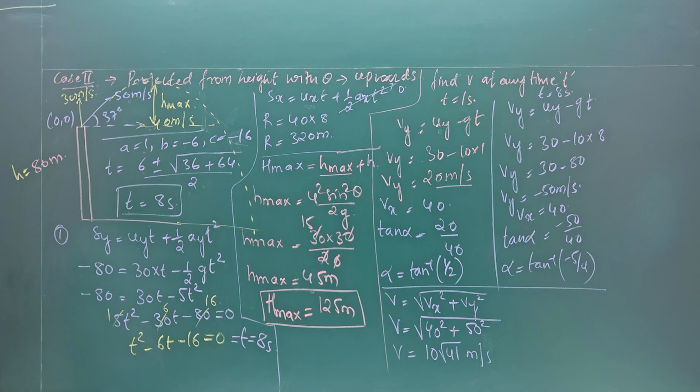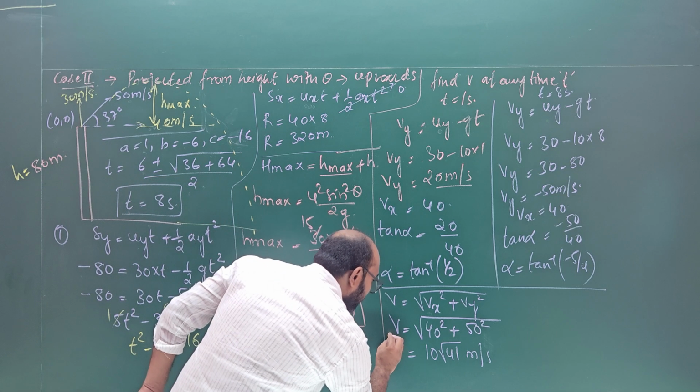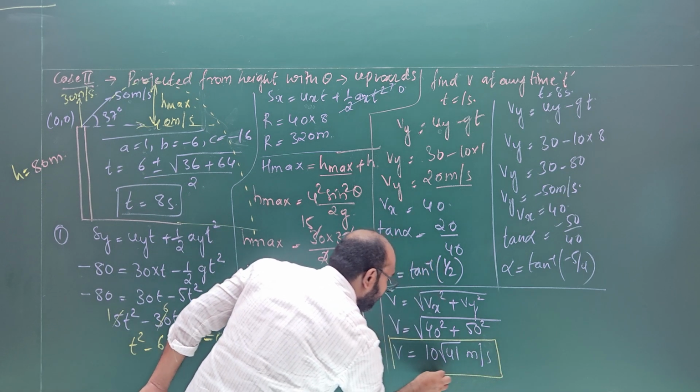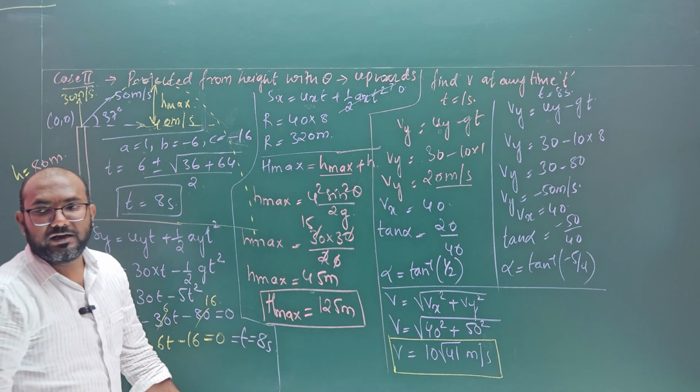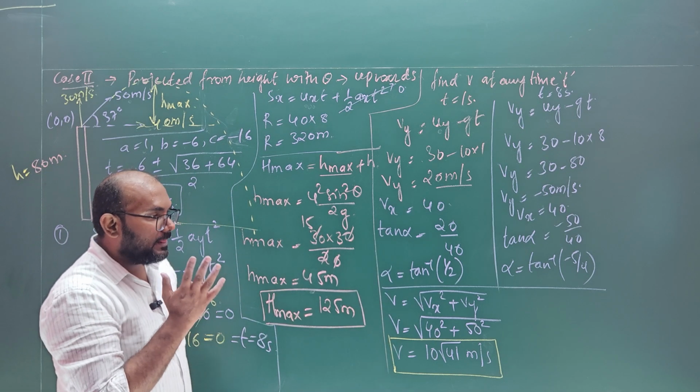Yes, that is the reason I am calculating the final velocity also. I need to show something. In the previous case also we got the same velocity, that is 10 root 41 meter per second. Here also we are getting what? 10 root 41 meter per second.